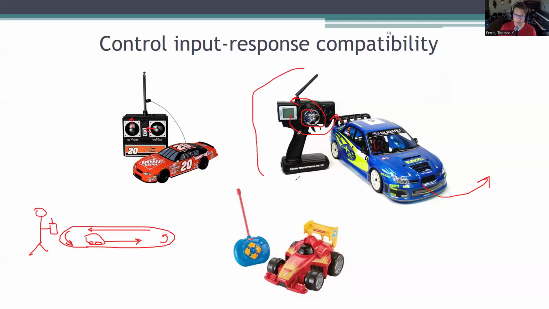So this controller, and I'm comparing it to these other ones, I would say, gives the most consistent control input and response compatibility. So there isn't an orientation of the human and the system where this would become a mismatch.